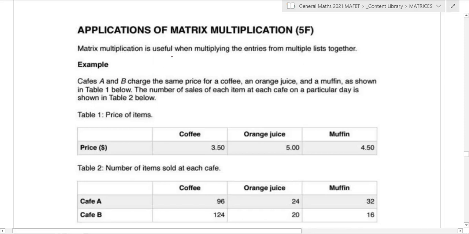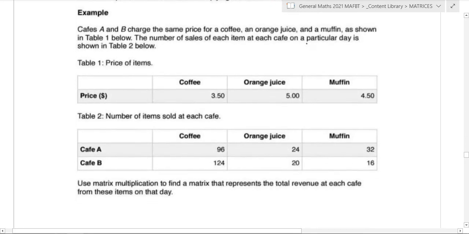So matrix multiplication is very, very useful when it comes to multiplying two matrices together. Well, that's a given. And the way that works is, as a business or as an individual, you're probably not going to make a matrix of all your numbers and then calculate them.